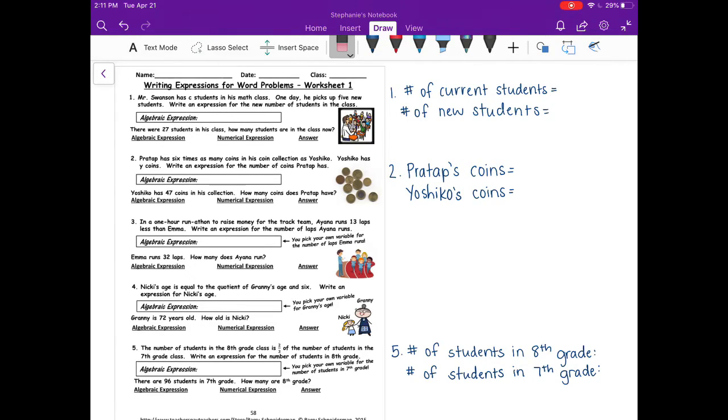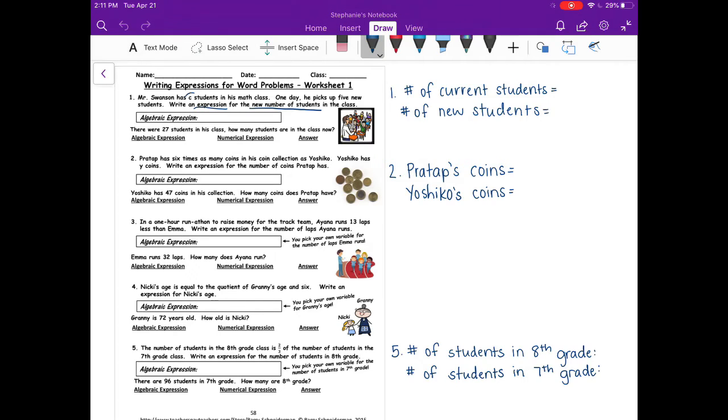Mr. Swanson has C students in his math class. One day, he picks up 5 new students. Write an expression for the new number of students in the class. Now, first we're going to look at what the problem is asking us. This problem is asking us to write an expression for the new number of students in the class. Now, I need some information to know that, right? So over here on the side, the things I need to know are the number of current students and the number of new students in the class.